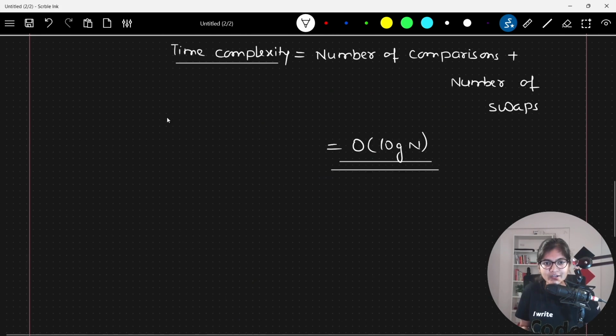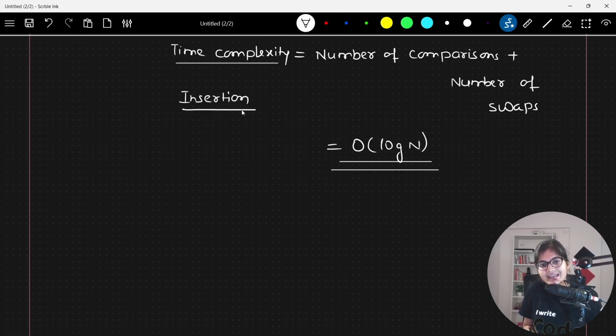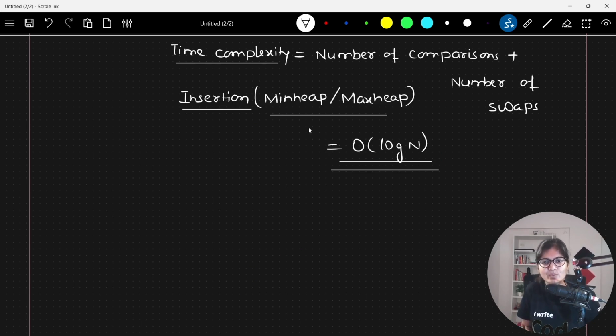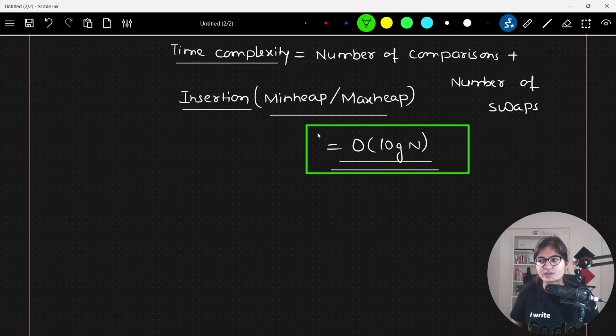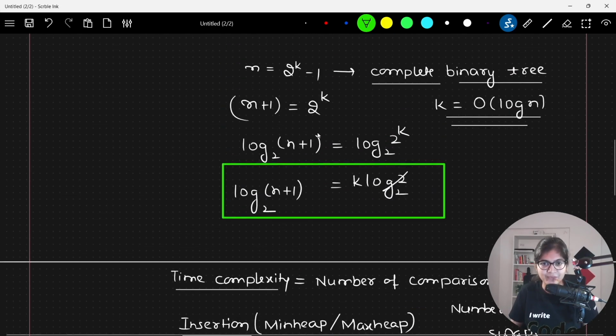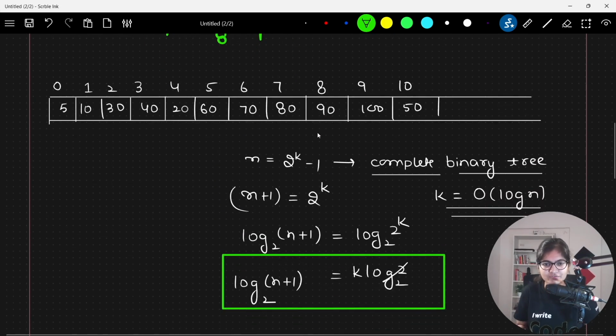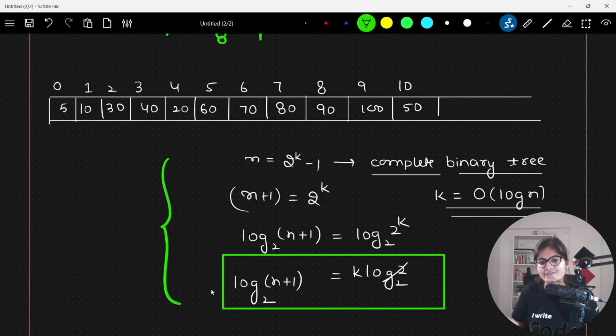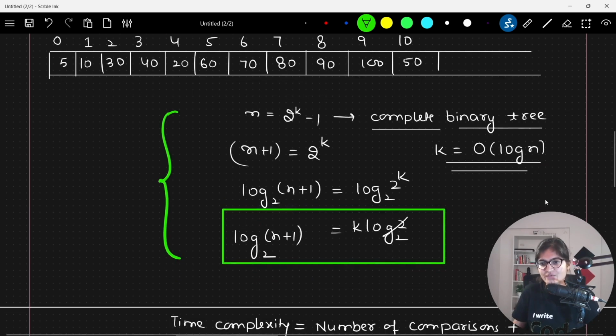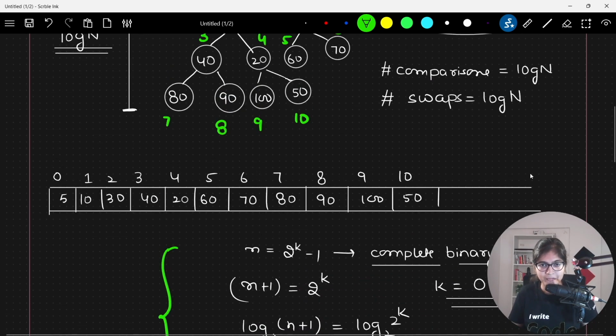So what I want to infer here is that whenever you are doing insertion of any new node, in the case of a Minheap, or in the case of a Maxheap, anything, the same concept is applicable for a Maxheap as well. So the time complexity required to do that task will be equal to big O of log of n. Why is that so? Because of this relationship that we have already studied, and I just showed you again, that this value of k is big O of log of n.